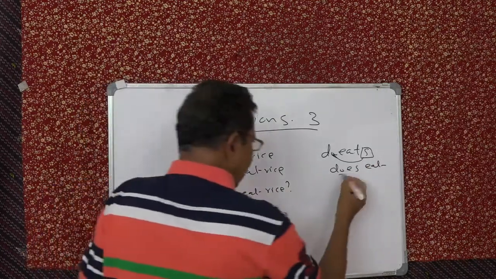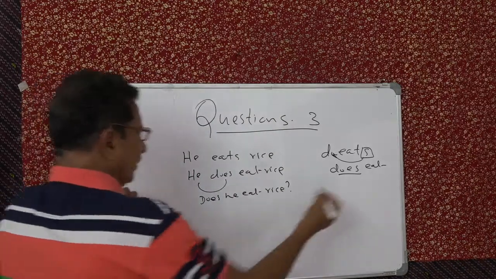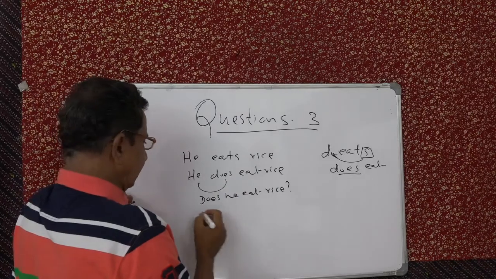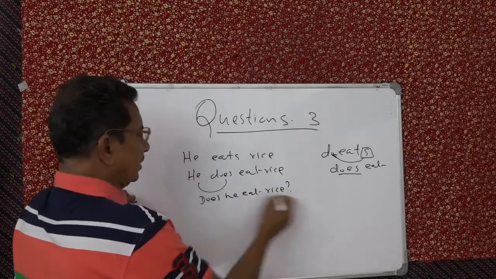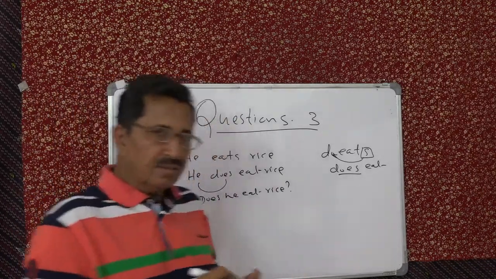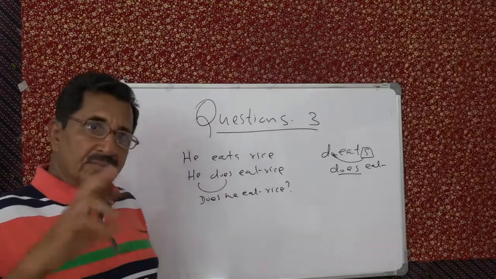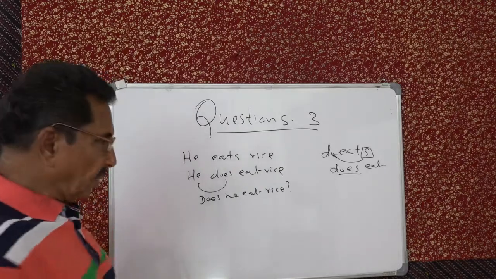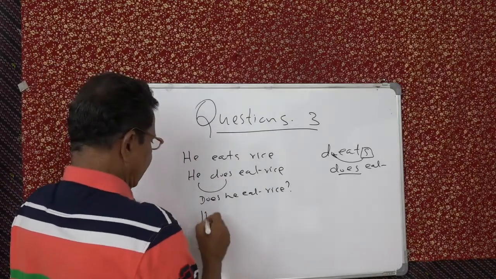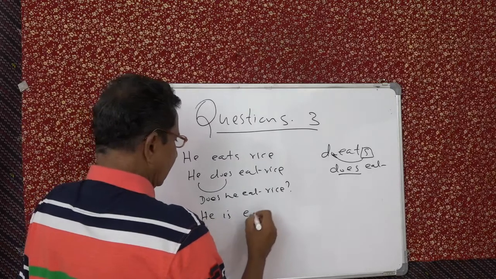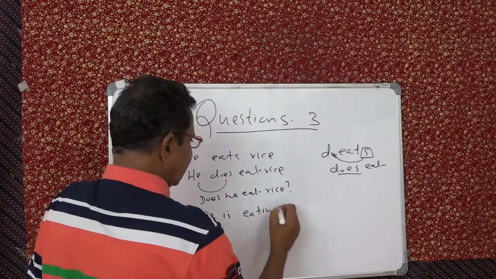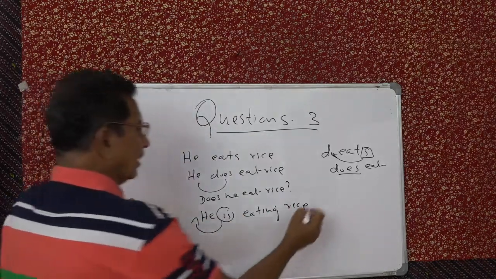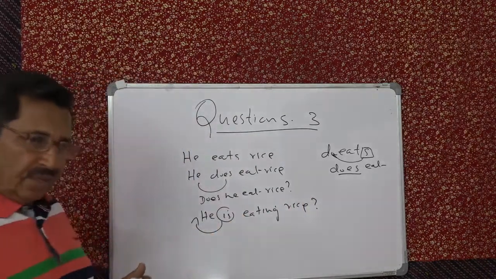Then you have two parts. The first part should be taken before the subject. Subject is he. So does he eat rice? If there are two words in the tense, then there is no problem. He is eating rice. Very easy. You can write down, is he eating rice? That will be the question.